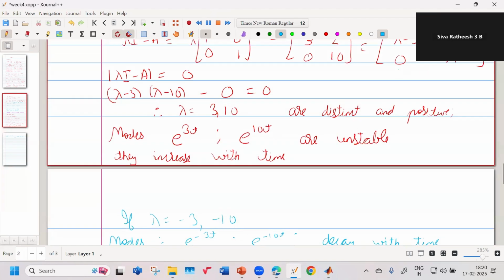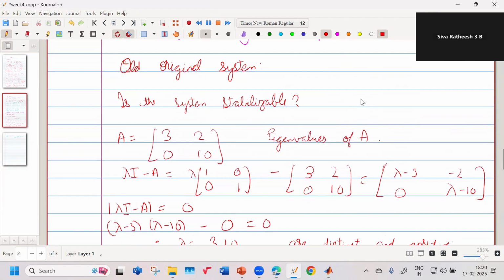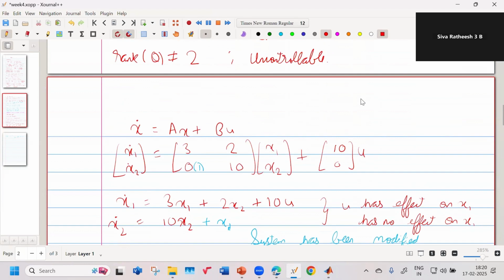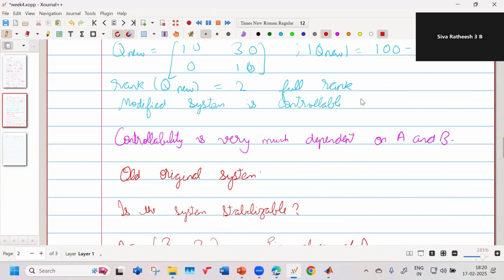So we are considering this case, that means we have the modes e raised to 3t and e raised to 10t. They are unstable, so the system is unstable. We have also found out that the system is uncontrollable. So it is an uncontrollable system and an unstable system. So this system is not stabilizable.